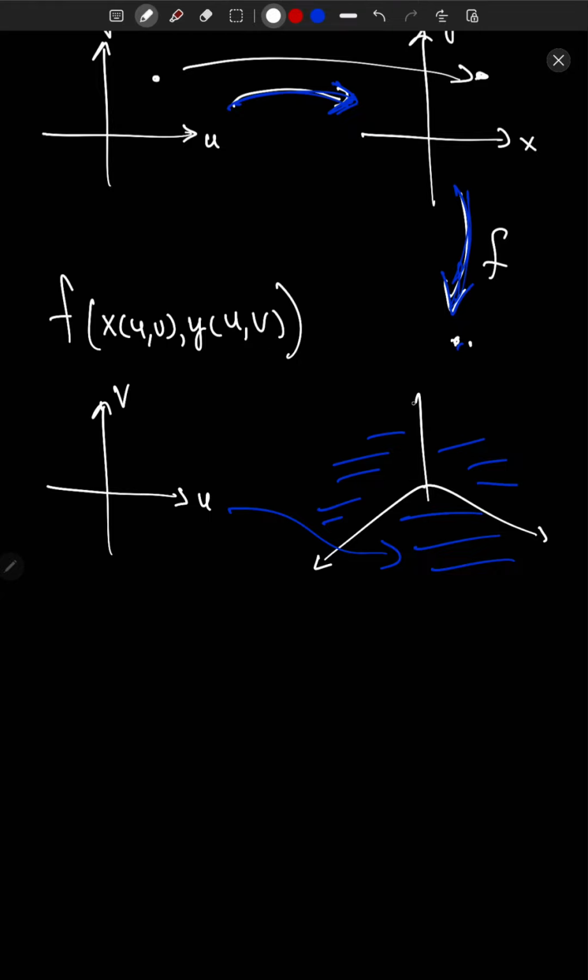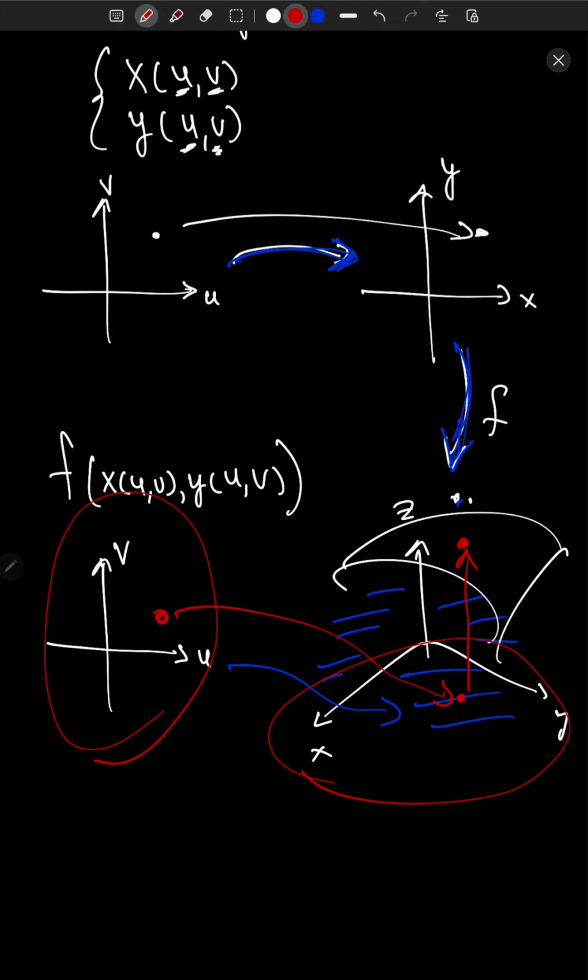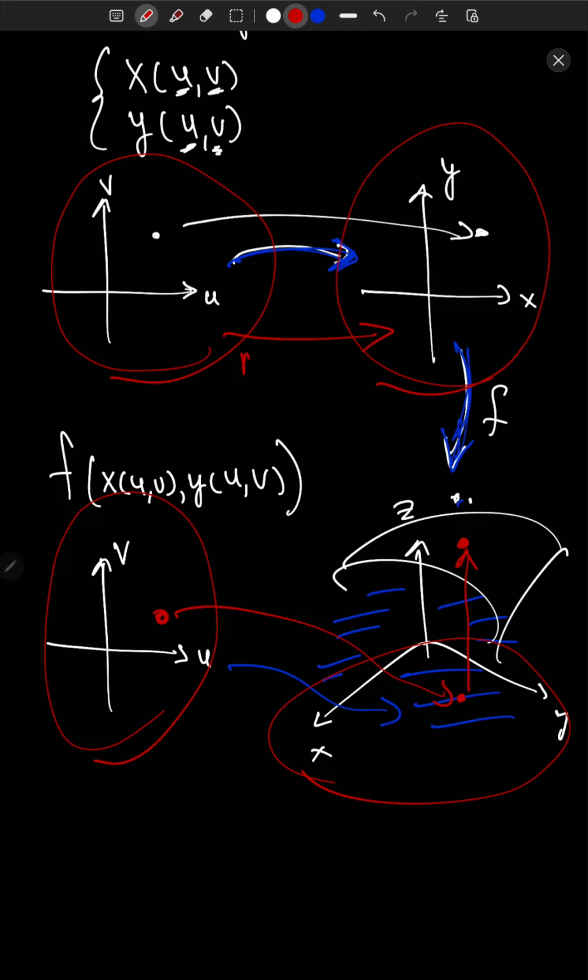In depth. So this is x, y, z. And then from here, you have the graph of your function. So if a point here goes to a point there, then it goes up. That's ultimately our output. Oftentimes, we call this going from uv to xy, or maybe this picture up here looks a little better. This is often called a mapping.